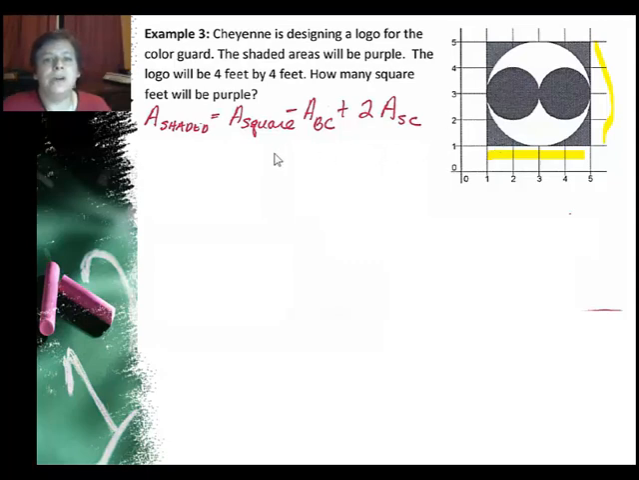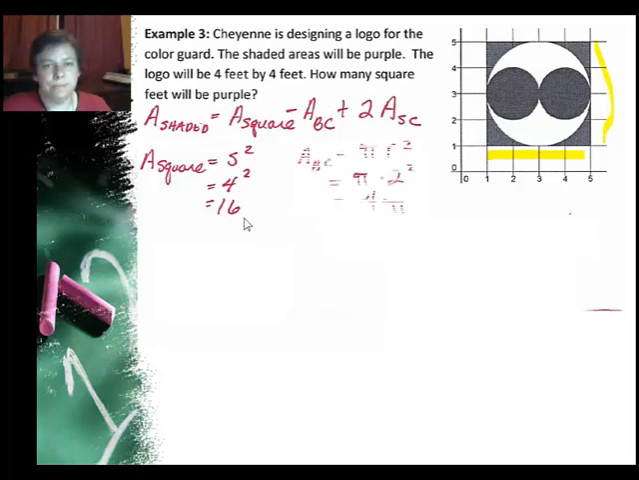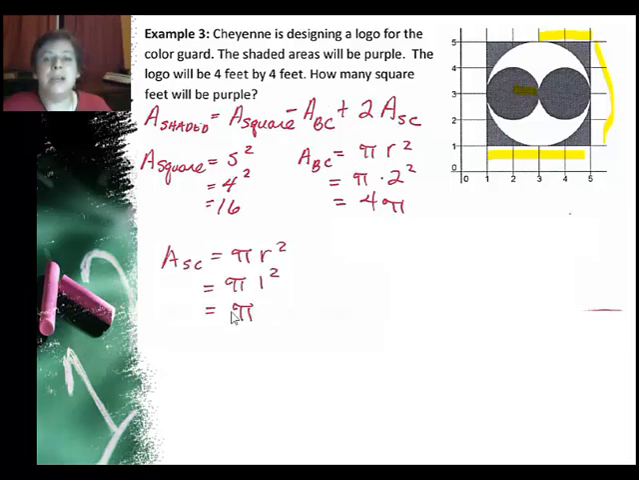So first of all, let's start with the easy part, the square. Each side is 4, so the area is 16 square feet. Now I'm going to find the big circle. The radius here is only half this distance. It is not the 4, but the 2. So the area is pi r squared, or pi times 2 squared, which is 4 pi. Finally, the small circles only have a radius of 1. So their area is pi times r squared, or pi times 1 squared, or just pi.